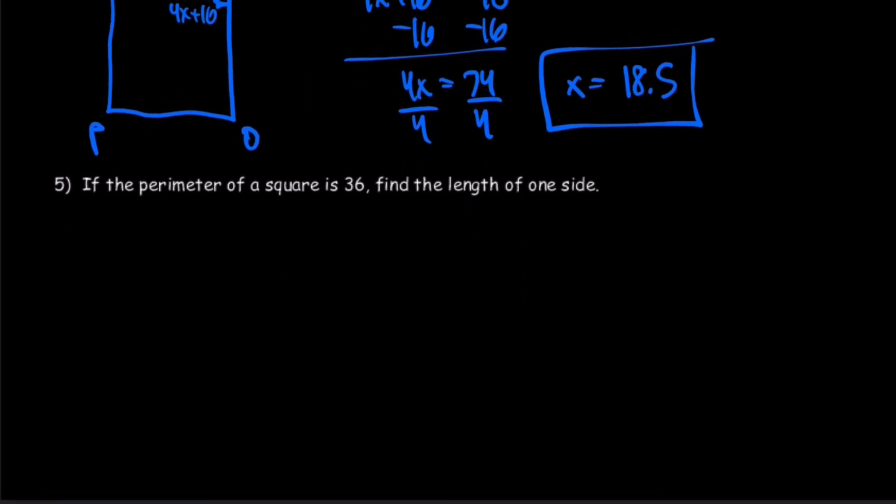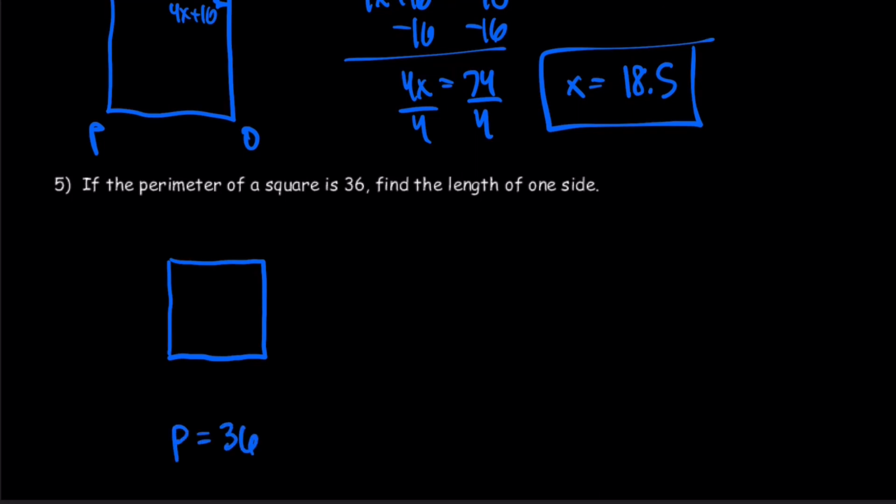And this one's not too bad either. It says, if the perimeter of a square is 36, find the length of one side. So you know me, I'm a big fan of drawing a picture. Here's a square. What do I know? I know the perimeter is 36.